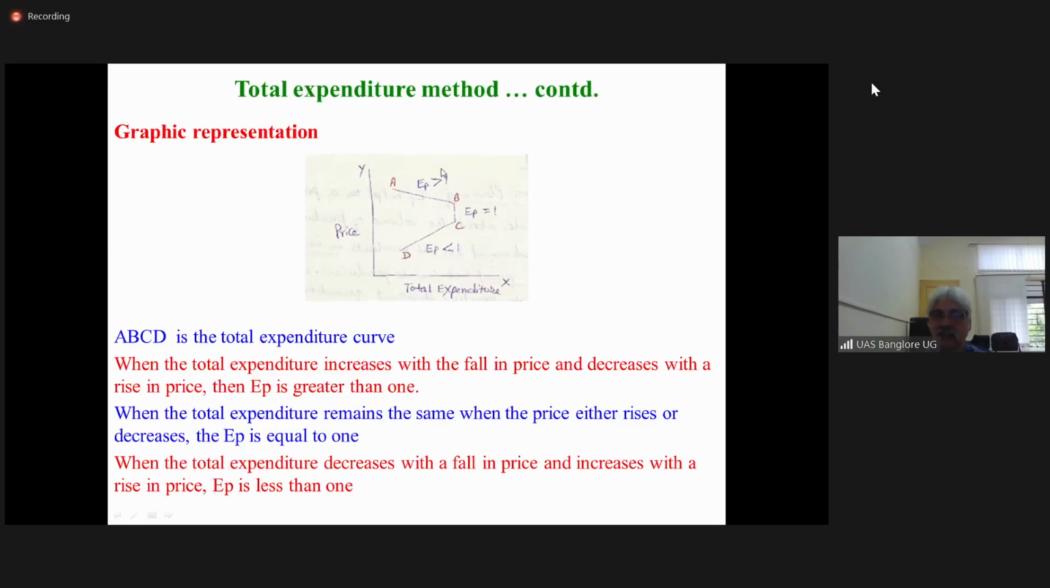So this is the graphic representation of the total expenditure method of assessing the elasticity. Here you may not get the exact value, but you know whether it is greater than 1, equal to 1, or less than 1. This is the total expenditure method. I hope you have understood, you have followed me.